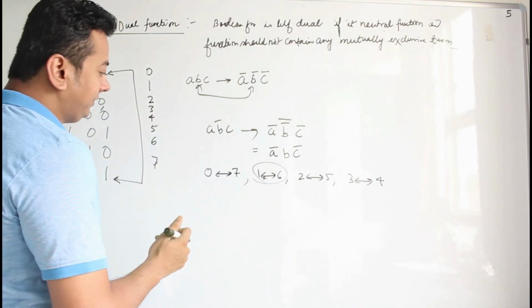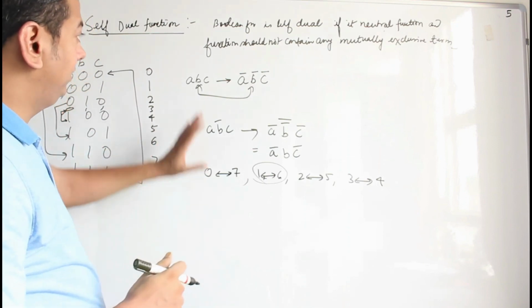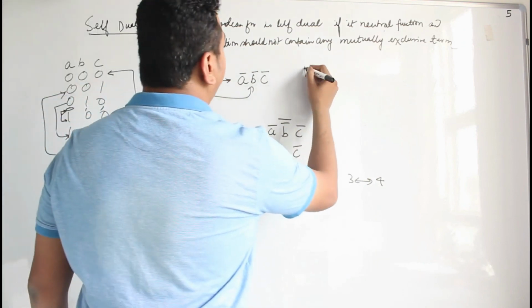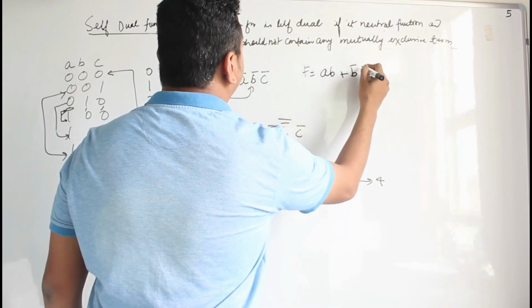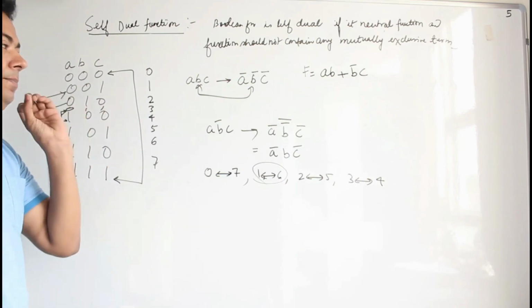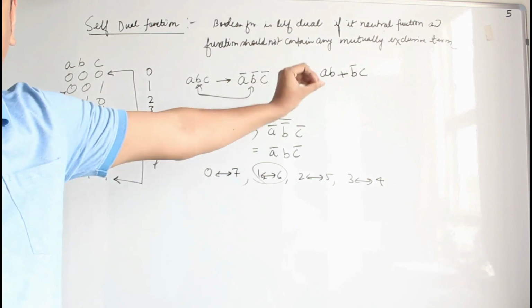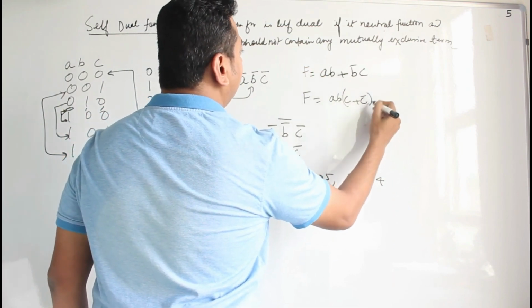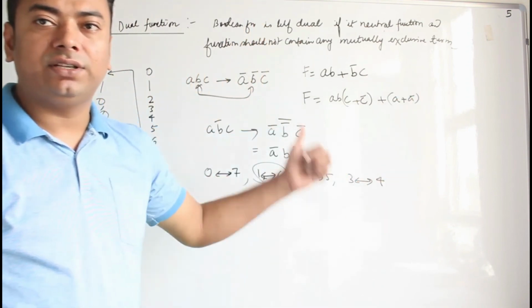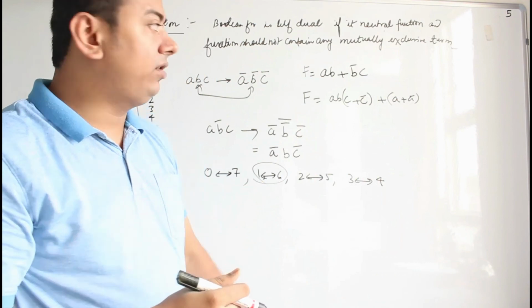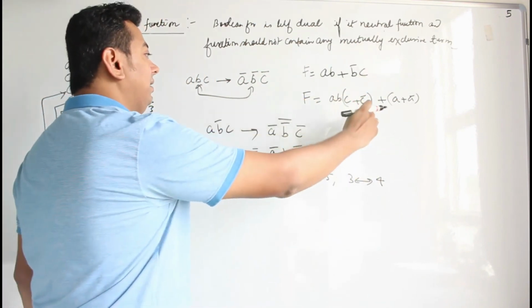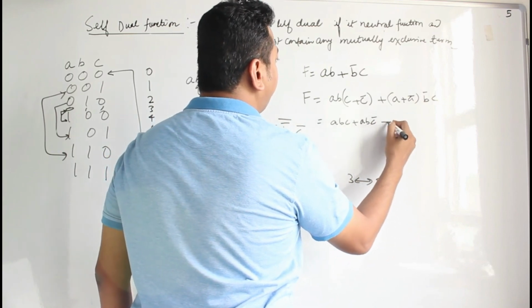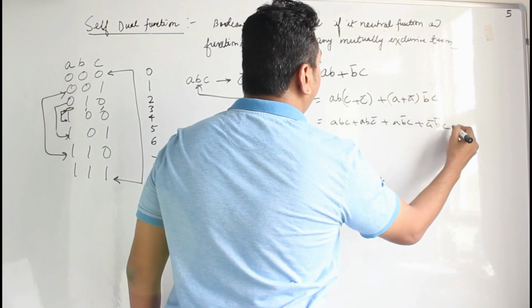Now you know how to check this function for mutually exclusive terms. If the function is given, let's say f is ab plus b bar c, the best idea is to just convert it into canonical form. If you remember in my previous lecture, just go back and see how to make canonical form. If any literal is missing, just multiply by a plus a bar. So it will be a b c plus a b c bar plus a b bar c plus a bar b bar c.